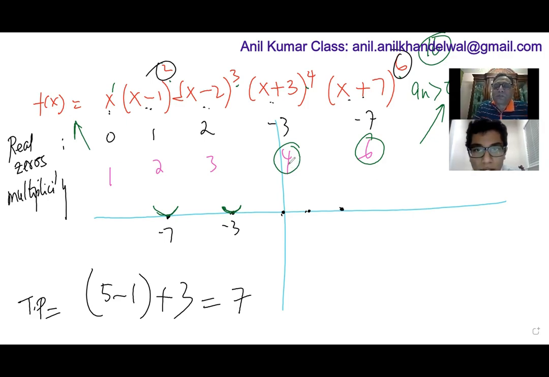Yeah, 4. So it will again turn. At 0, the multiplicity is what? 1. So it will look like a line, linear. Do you see that linear line? Yeah. At 1, the multiplicity is 2, so it will turn.